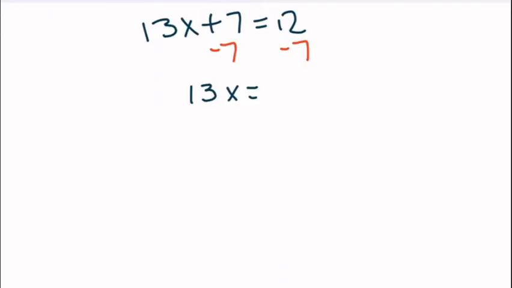Now let's try with more than one operation. So 13x plus 7 equals 12. First let's get what we can get rid of first. The easiest is subtracting 7 on both sides. So that's just going to be 12 minus 7, which is 5. We're going to divide 13 on both sides to get the x completely alone, and that's going to be 5 over 13.